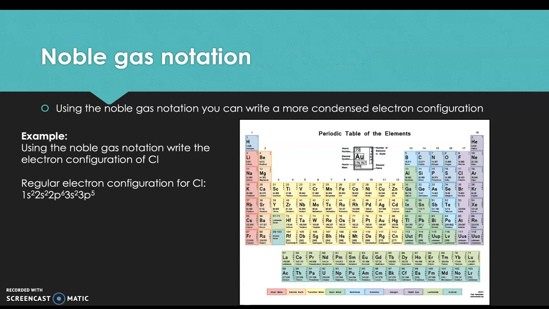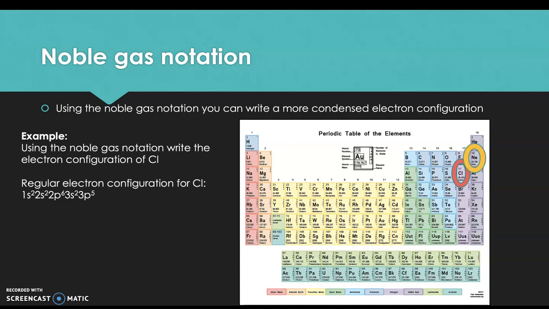Noble gas notation. Using the noble gas notation, you can write a more condensed electron configuration. Let's do an example. Using the noble gas notation, write the electron configuration for chlorine. The regular electron configuration for chlorine is 1s2, 2s2, 2p6, 3s2, and 3p5. Chlorine is the 17th element.